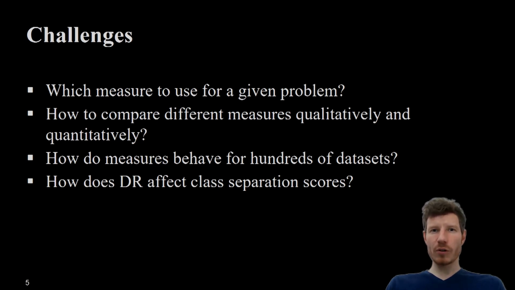So, which measure to choose for a given problem? How can different measures be compared, qualitatively but also quantitatively? How do measures behave for hundreds of datasets? And finally, how does dimensionality reduction affect class separation scores?